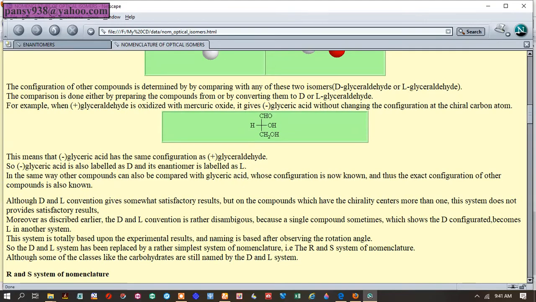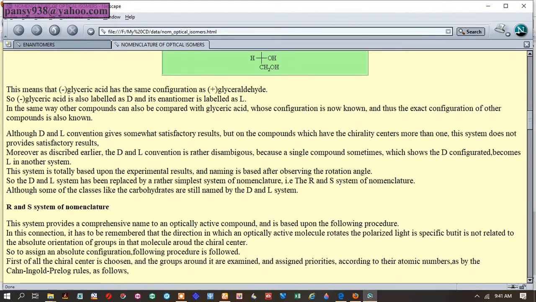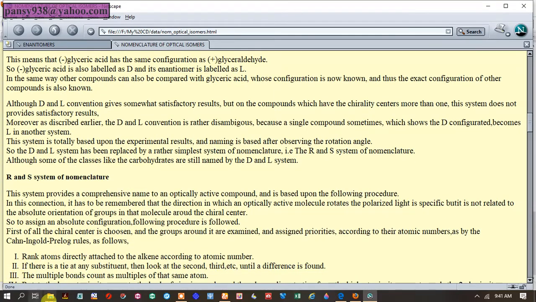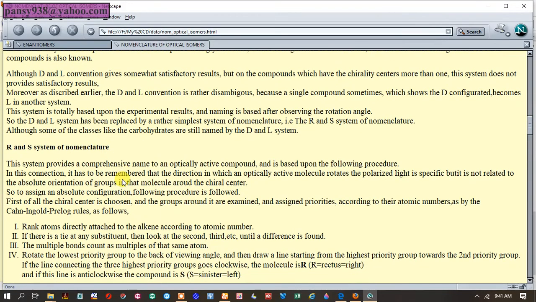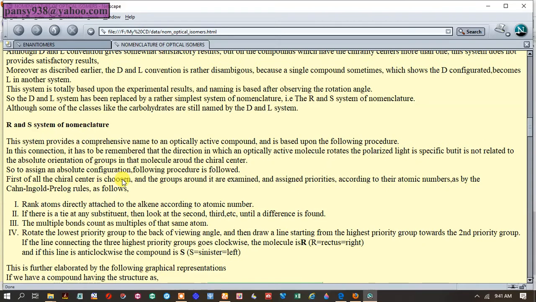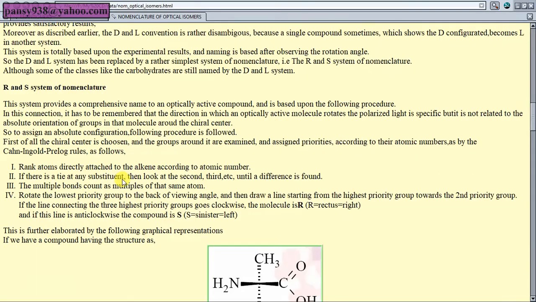This new system is the R and S system of nomenclature, which provides very comprehensive results. And now we are going to discuss this system, which is very frequently used and very common in the naming of optical isomers.